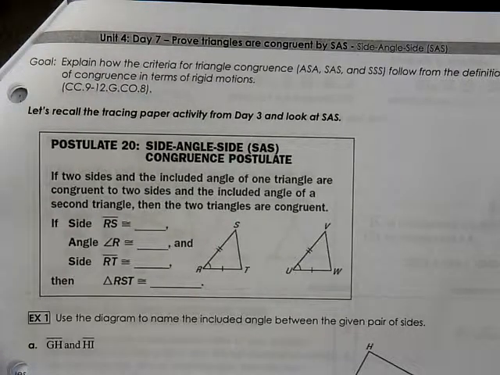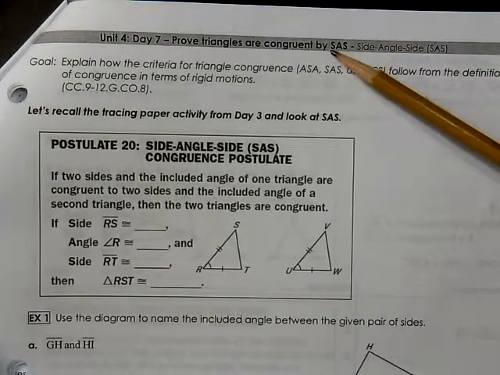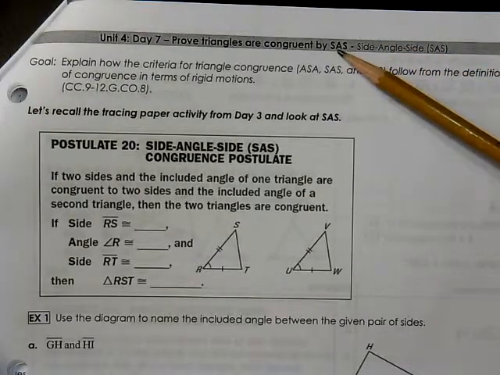This is Geometry, Unit 4, Day 7. We're proving triangles congruent using two sides and the included angle, called side, angle, side.